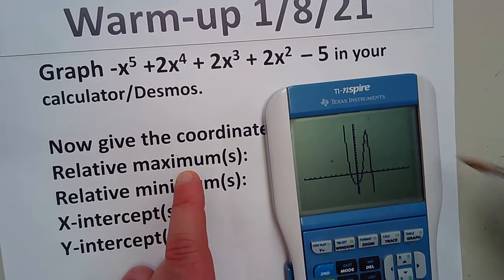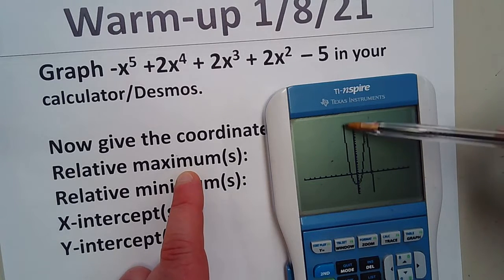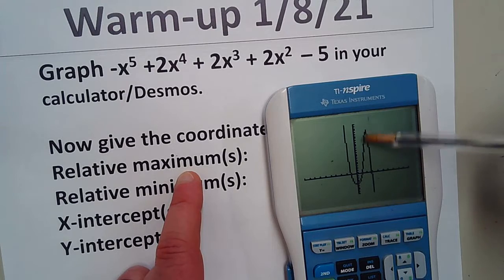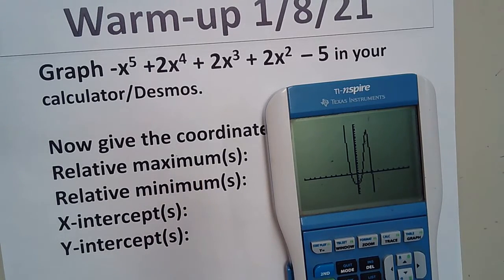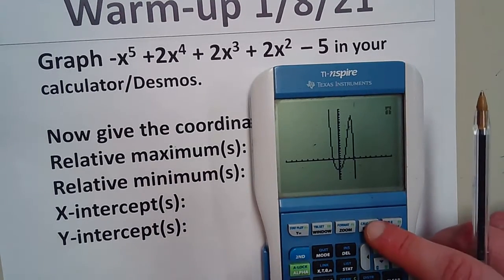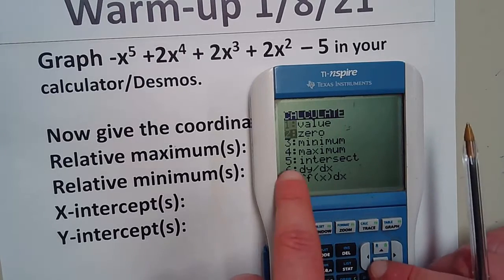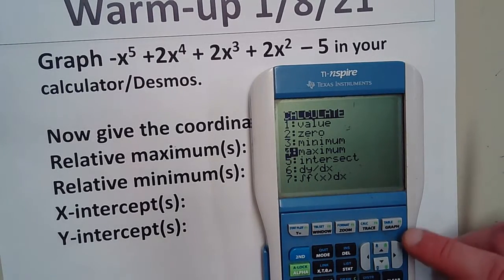So let's start with the relative maximum. Obviously the maximum of this graph is infinity because it goes up there, but they refer to this as a relative maximum because it's like a peak in this area. Either way, to find it on the calculator, you go to your calc menu, and you want to find the maximum because that's what we're looking for here.